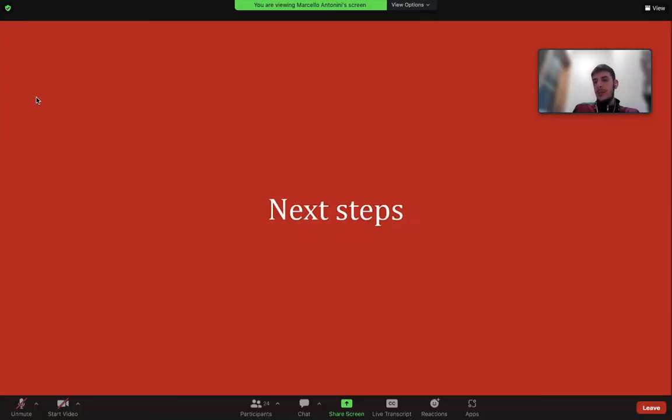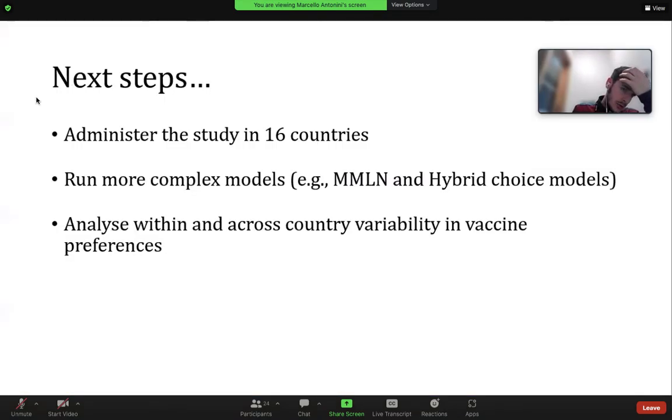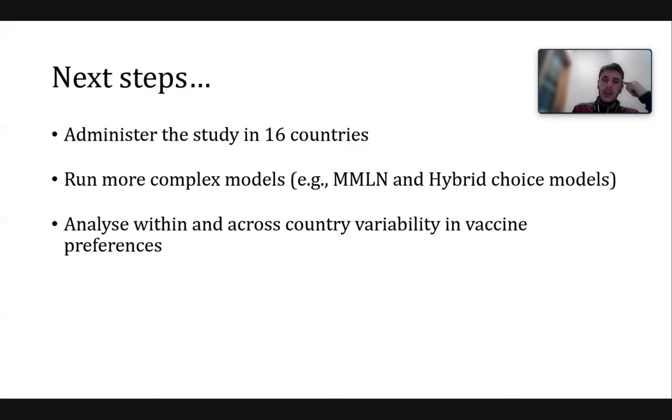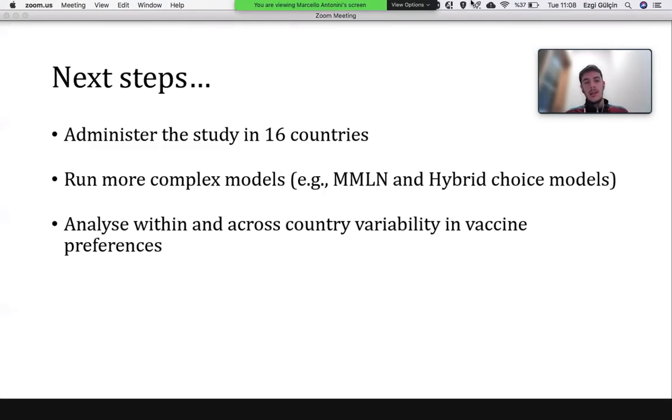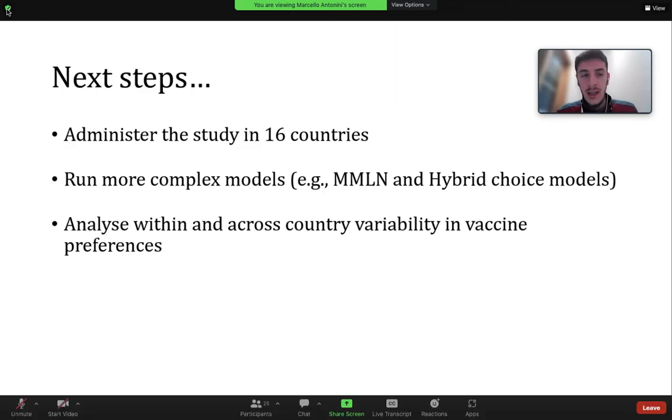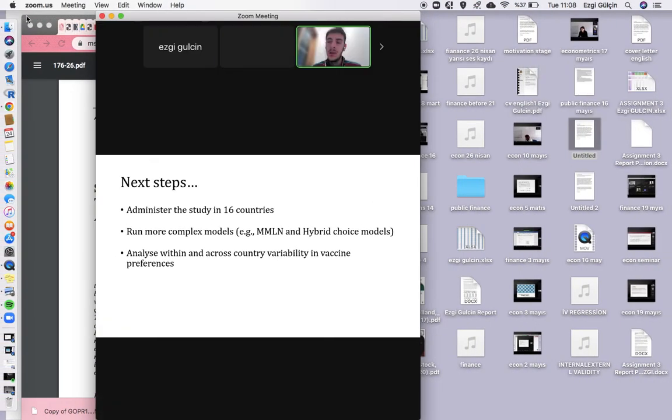So just to conclude, the next steps of this research will clearly be to administer the study and the questionnaire in the 16 countries that I showed you at the beginning, to run much more complex models, such as the mixed multinomial logit, hybrid choice models, or latent class analysis. And then clearly also to analyze within and across country variability in vaccine preferences across groups of people. Sex is the most common, but then there are political views, for example, moral attitudes, economic behaviors. There is very much that we can do looking at vaccination preference choices.